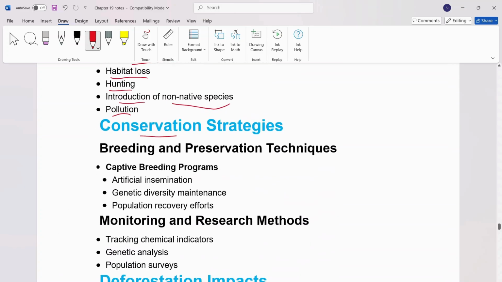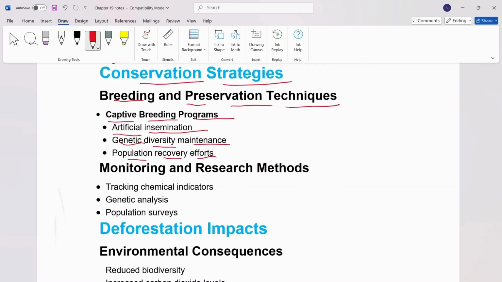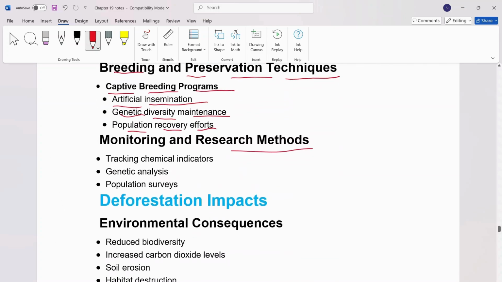Now let's talk about conservation strategies, breeding and preservation techniques. Captive breeding programs include artificial insemination, genetic diversity maintenance, population recovery efforts. Monitoring and research methods include tracking chemical indicators, genetic analysis, pollution surveys.